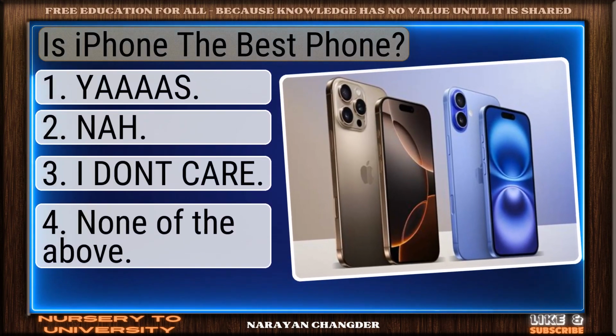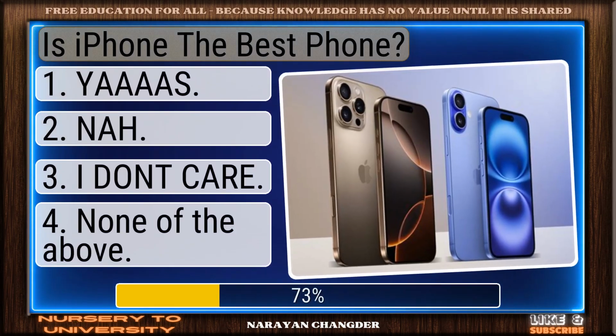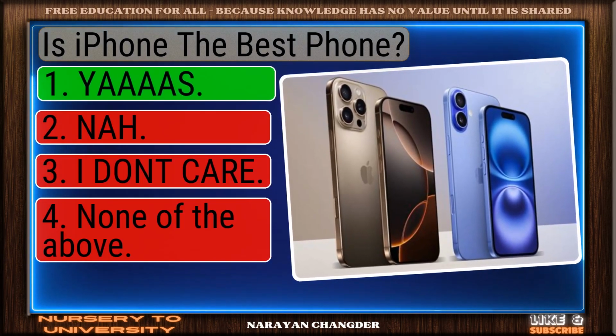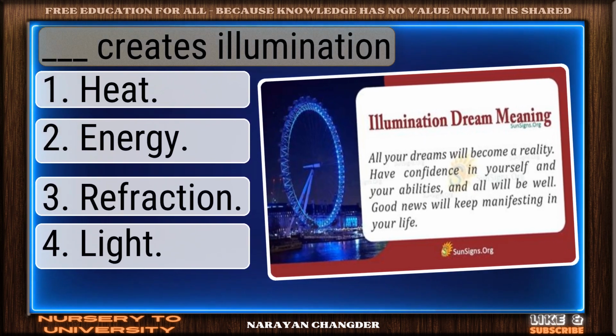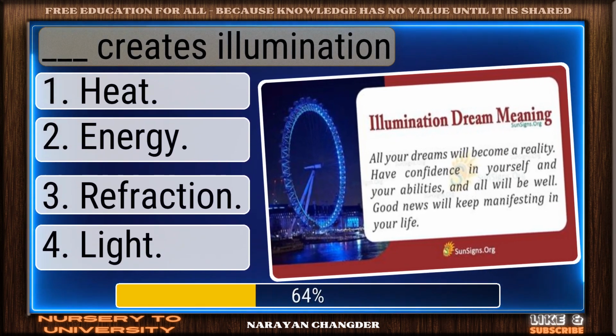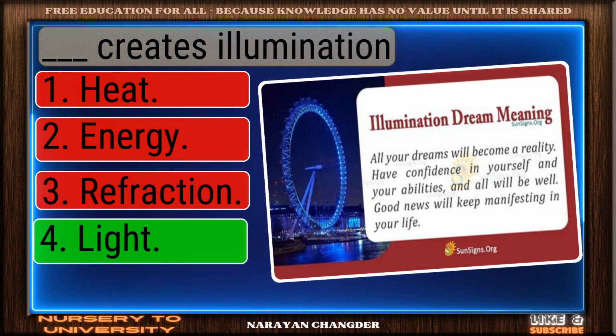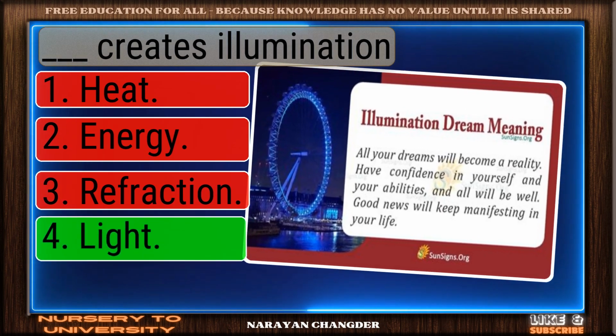Is iPhone the best phone? Good job. Your answer works well here. Dash creates illumination. You got it! Your choice light is right.